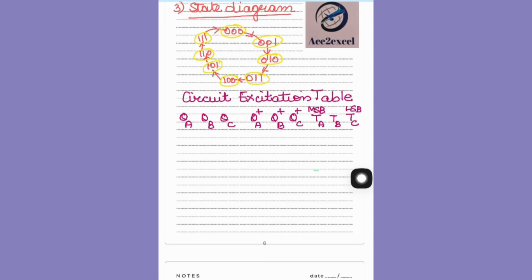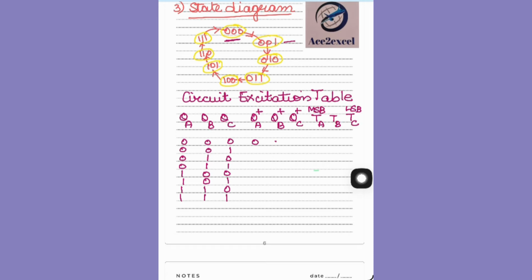Do keep in mind, TA is MSB, TC is LSB. Now how do we design? For designing, always start from the present state. Present state is 000, present state is 001, present state is 010, then it is 011, 100, 101, 110, 111. Now, if you look at the state diagram, from present state 000, it goes to 001.